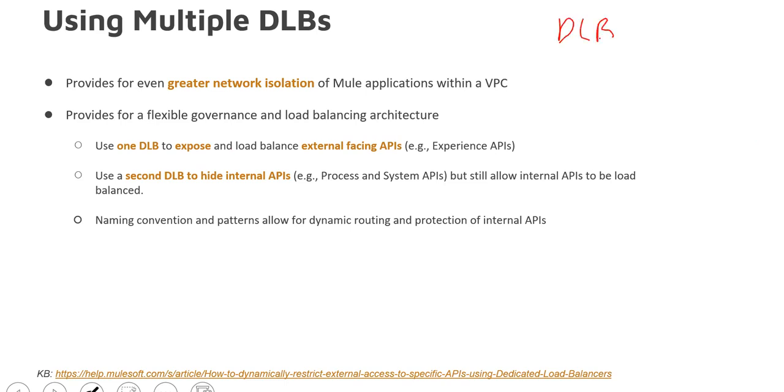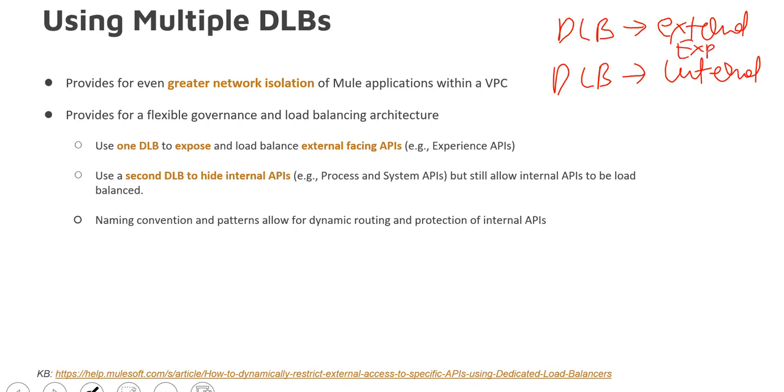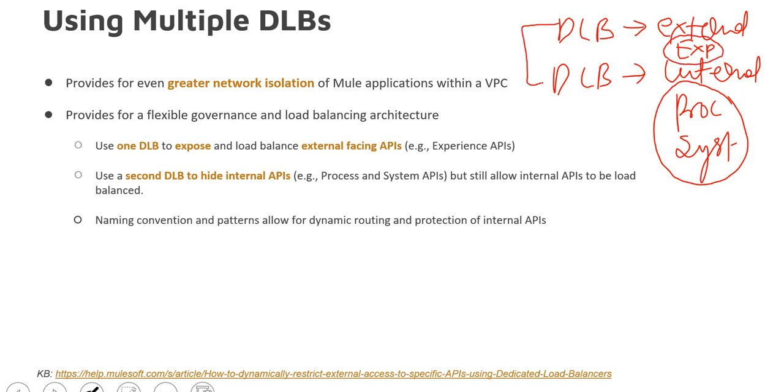So one DLB will be representing external traffic, and the other DLB will be representing internal traffic. External traffic means that will go to my experience API, and internal traffic means my process API and my system API. So I don't want to expose this to my external world. I only want to expose the experience API. So we generally go with these two DLBs.